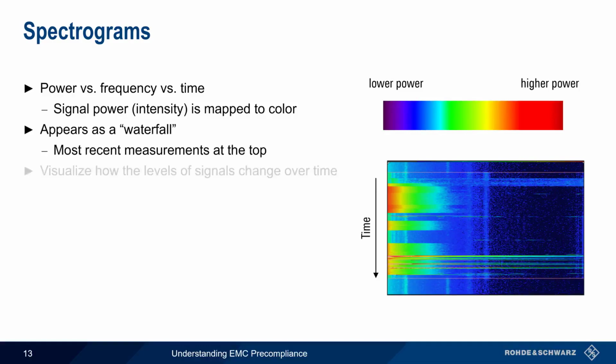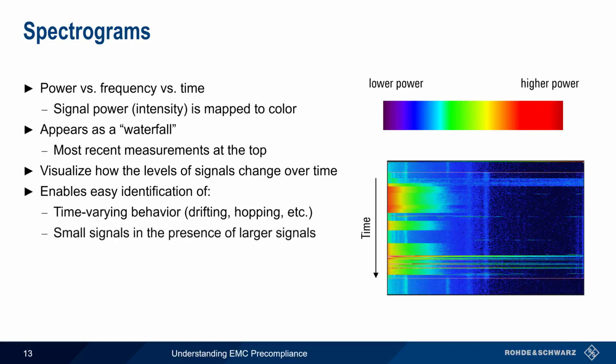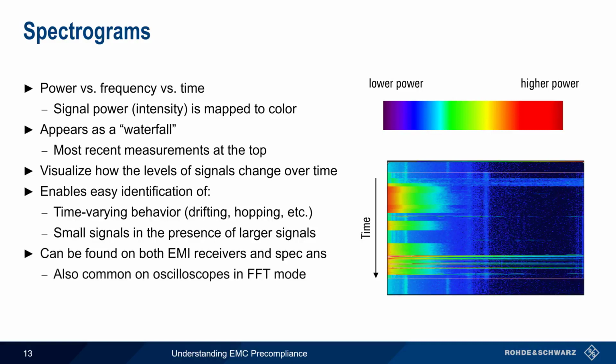Spectrograms are useful in that they allow easy visualization of how signals change over time and over a range of frequencies. This enables easy identification of time-varying behavior, such as drifting, frequency hopping, etc. Spectrograms also make it easier to see smaller signals in the presence of larger signals. Most spectrum analyzers and EMI receivers have spectrograms as a standard feature, and spectrograms are also common on oscilloscopes when displaying frequency domain information in so-called FFT mode, something we'll cover in just a few slides.